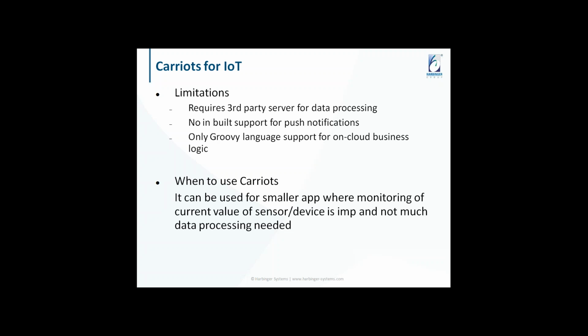This is typically needed when there is a need for complex business logic or data processing, because there is limited support for data processing within the Carriots IoT cloud. One can send email and SMS notifications, which are built into Carriots, but there is no built-in support for push notifications to mobile devices. So you need to integrate, say, Google Cloud Messaging or a third-party push notification service with the Carriots IoT platform. Another limitation is that there is only support for the Groovy language for cloud development, and to some extent curl, but not a widely popular language like Java.